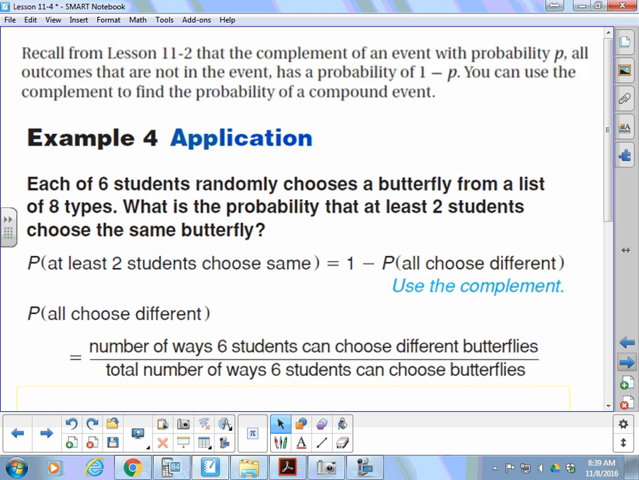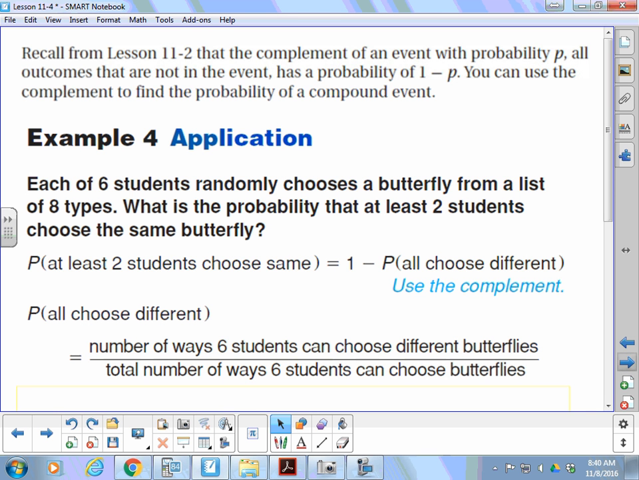So that means that either 2 could choose the same butterfly, or 3 could choose the same, or 4 could choose the same, or 5 could choose the same, or 6 could choose the same one. Right? So to do that problem, because we'd have to do 2 and 3 and 4 and 5 and 6 all choosing the same one, a much easier way would be to say, hey, how about if we do the complement of that and say 1 minus the probability that they all choose a different one then.